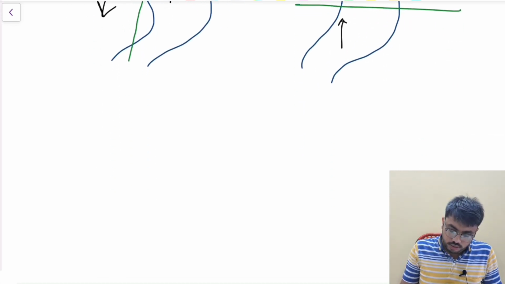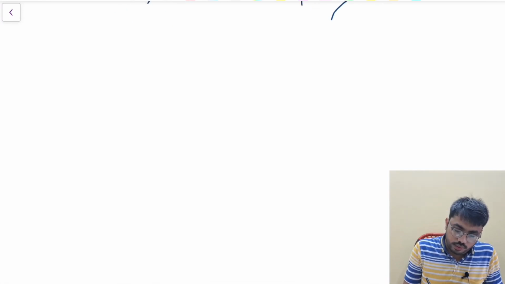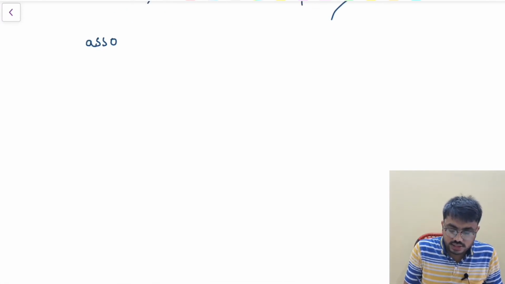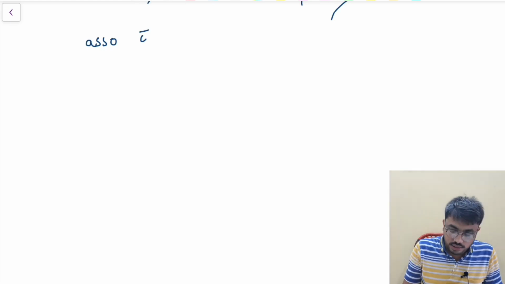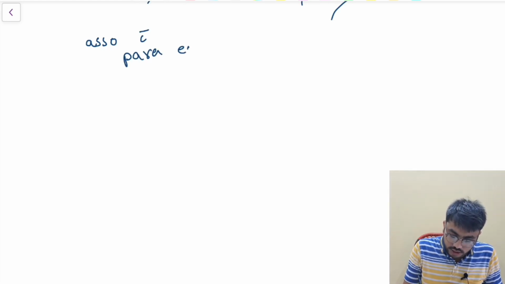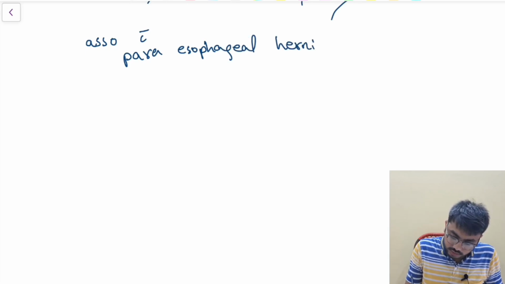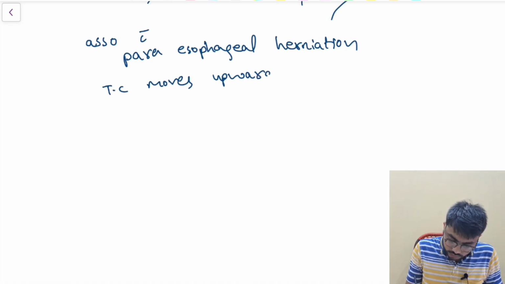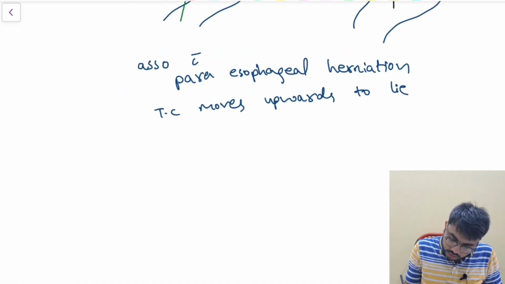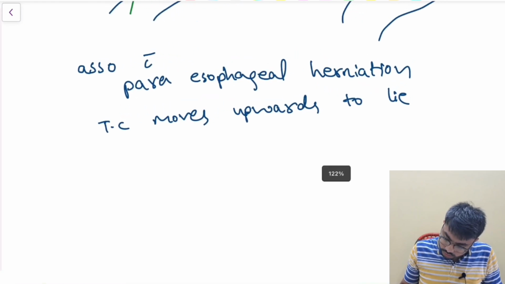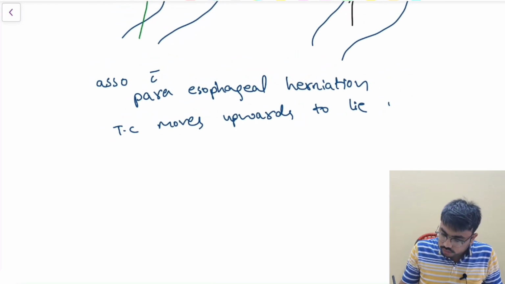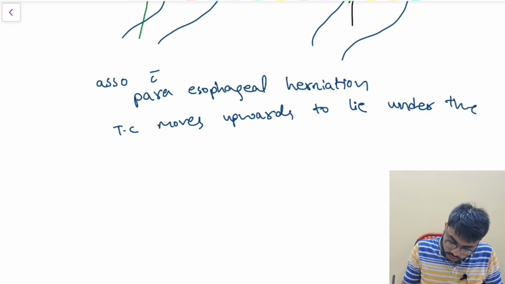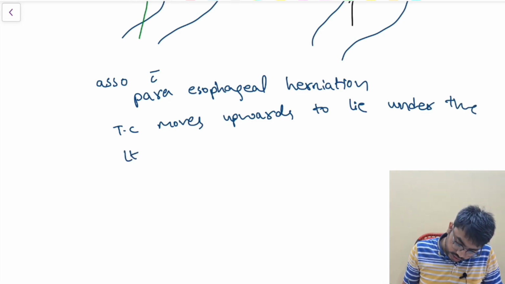Now, in general, this gastric volvulus is associated with a condition that is paraesophageal herniation. Why? Because the transverse colon is something which moves upwards to lie under the left hemidiaphragm.